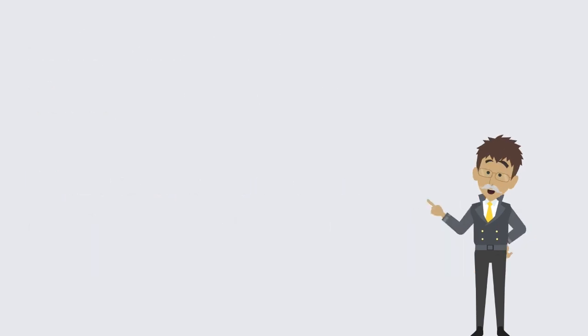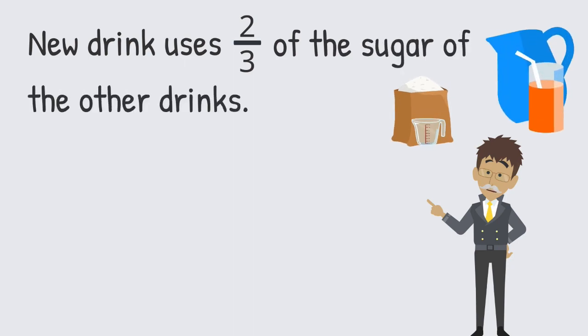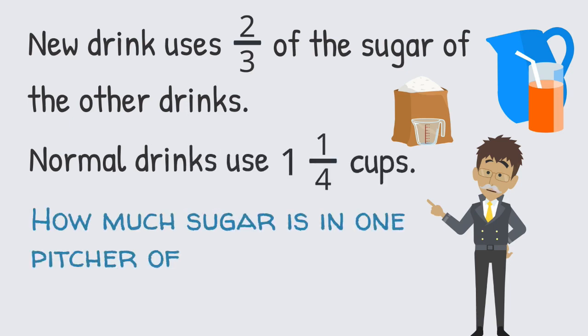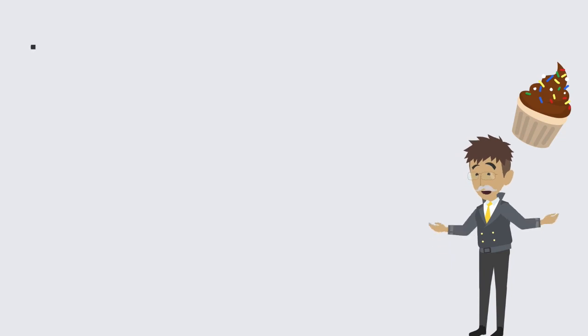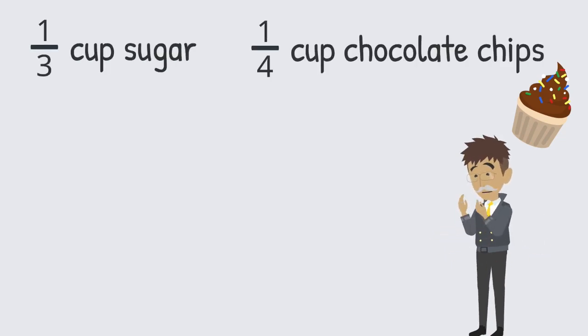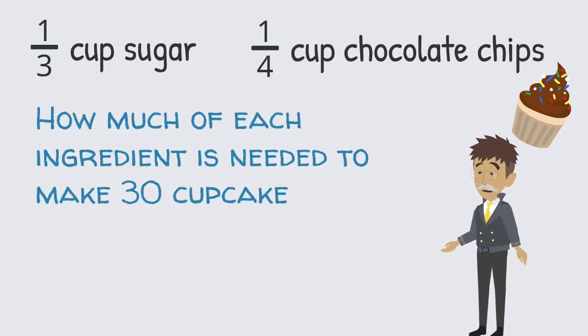Rick said they have a new drink they made with 2/3 of the sugar of their other flavors. If one pitcher of the other drinks takes 1 1/4 cups of sugar, how much sugar is in one pitcher of the new drink? Rick tells you that every chocolate cupcake takes 1/3 of a cup of sugar and 1/4 of a cup of chocolate chips. How much of each ingredient is needed to make 30 cupcakes?